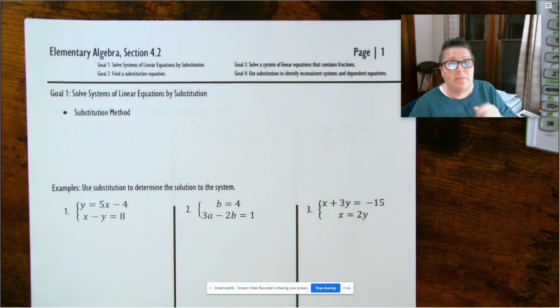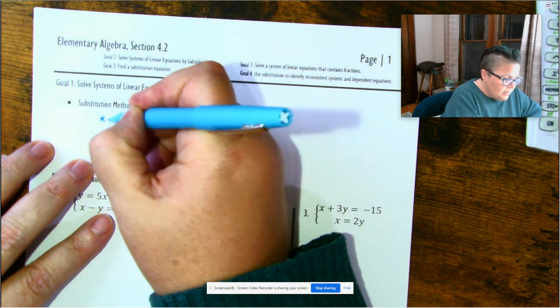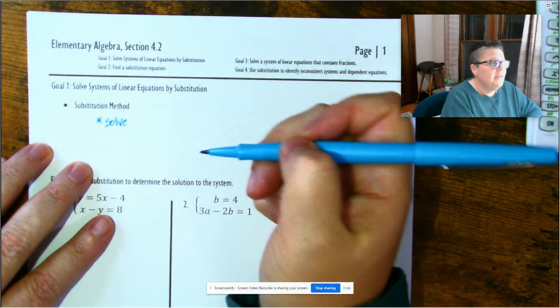And one of the very popular alternate methods is the substitution method. So what is the substitution method? Well, again, you have 2 equations and 2 variables. So the idea with the substitution method is to solve one of the equations.